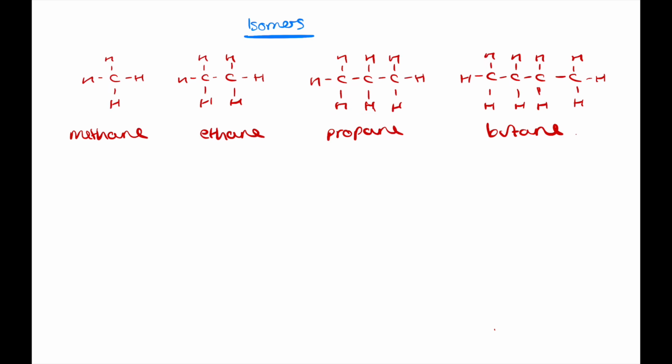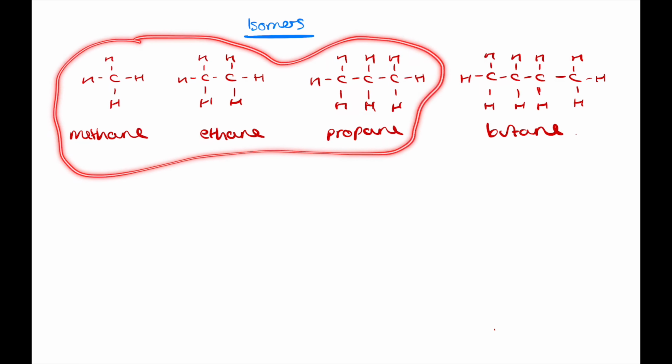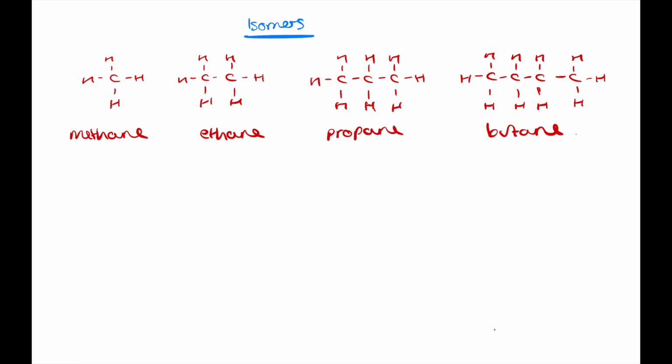in the chain. Now, the first 3 alkanes, methane, ethane, propane, there's only one structure that you can have for them. There is no other alternative. So with butane, there's more than one structure that you can have. Now, one option is to just draw straight butane with 4 carbons in a chain.